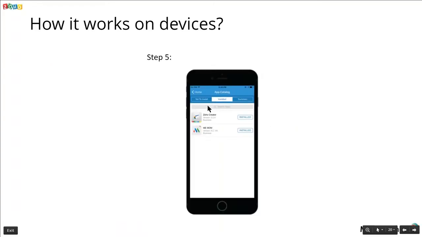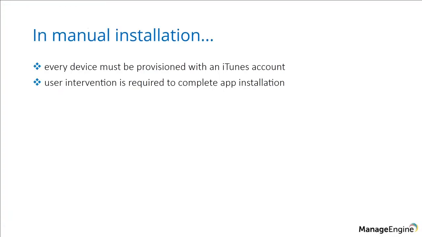Once the app is installed, the app will move from under the Yet to Install tab of the app catalog to the Install tab. Now this was the manual app installation process. In manual app installation, every device must be provisioned with an iTunes account. Also, the end user needs to intervene to ensure that the app installation process is completed.